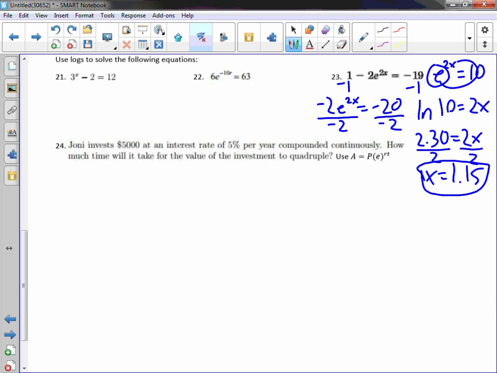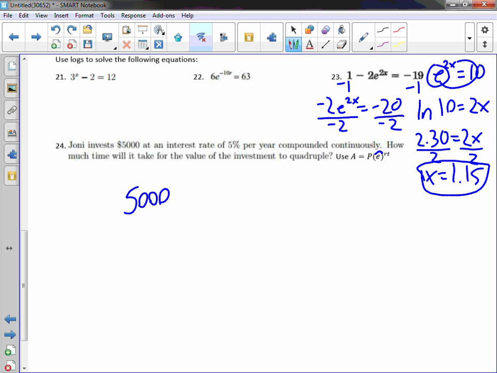Number 24, still solving, but we are using word problems. Notice we give you the formula A equals Pe^(rt). We use that when our word problem has the word continuously. So Joni invests $5,000 at an interest rate of 5% per year compounded continuously. How much time will it take for the value of the investment to quadruple? So we're going to start out by plugging it into our formula. And real quick, let's just go over what the formula is. P is our initial value. So we'll start off with that.